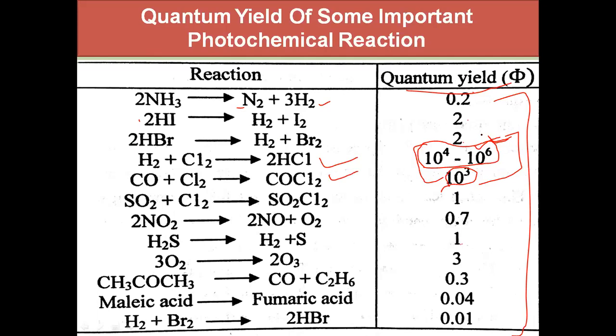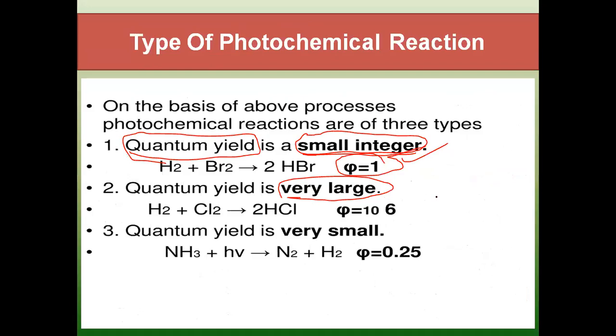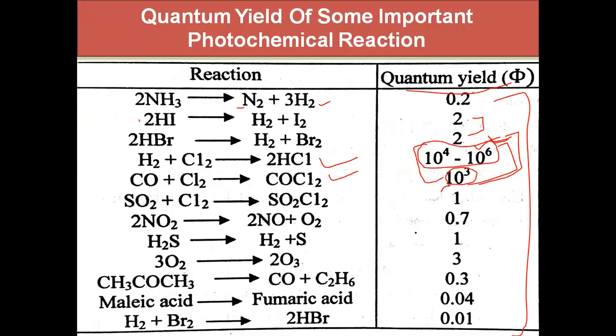Means the first class has a small integer quantum yield value. The second one is the extremely large quantum yield value, and the third one is a very small value, that means a fraction, a point something value. You can see in this chart, there are 0.3, 0.04, 0.1, 0.2. So these are the very small quantum yield reactions.